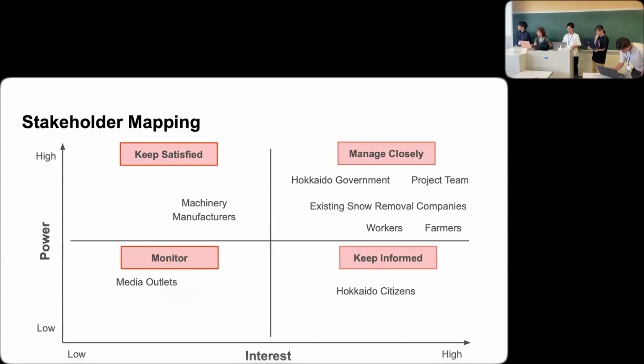And here are some of the stakeholders in our project. First, there are five stakeholders that show the strongest interest and power and belong to the group of managed closely. They are the Hokkaido government, project team, existing snow removal companies, workers, and farmers. They have a direct relationship with the project, and Hokkaido citizens are in the group of keeping informed. The group of keep satisfied shows strong power, but interest is not strong. Machinery manufacturers are in this group. In addition, media outlets play a role of advertising, and belong to the group of monitors.